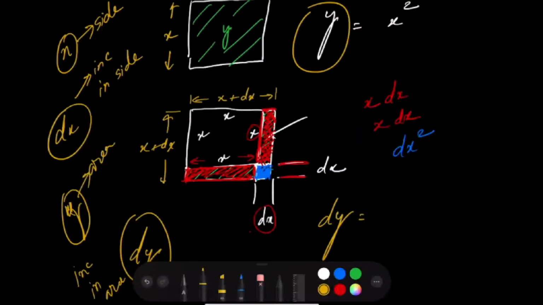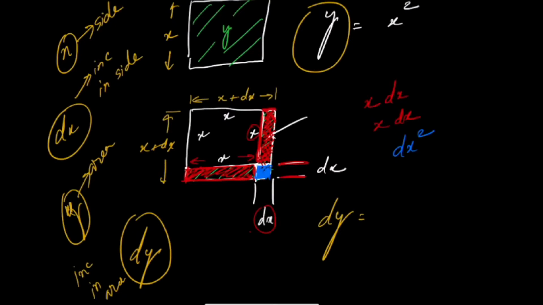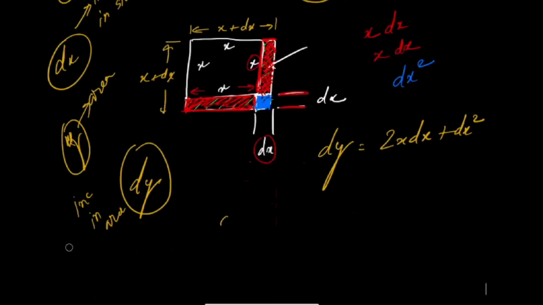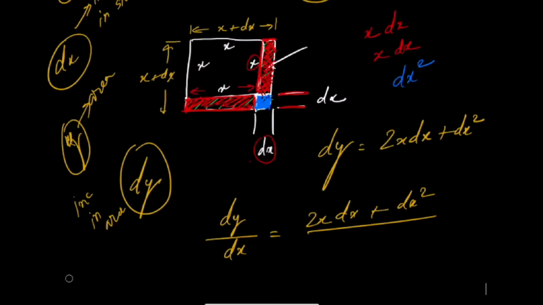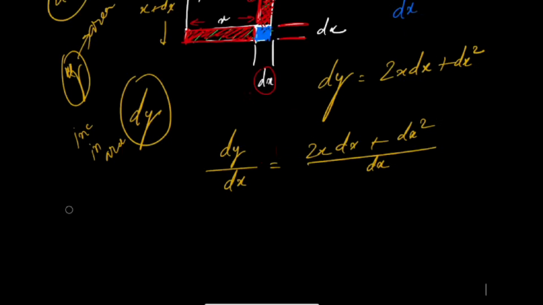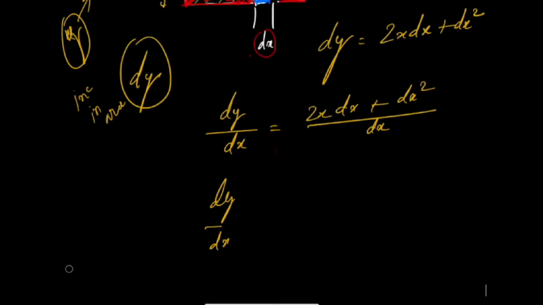So what is the net increase in area? It is 2x dx because there are two red areas, plus dx squared, correct? So if I divide this equation by dx on both sides, I'll get dy by dx equals 2x dx plus dx squared by dx. So dy by dx equals 2x plus dx.